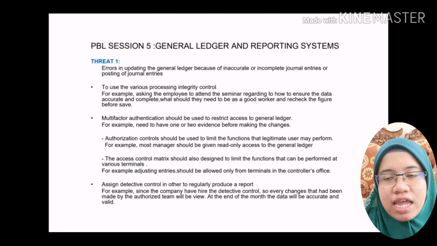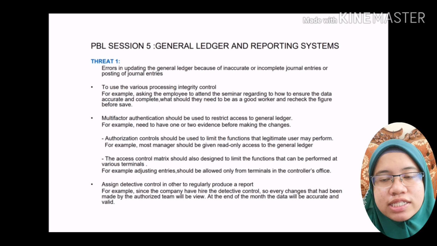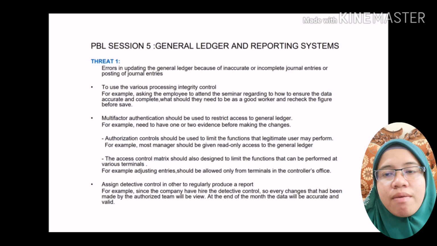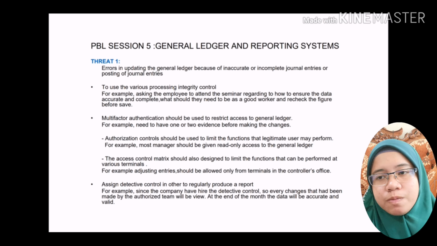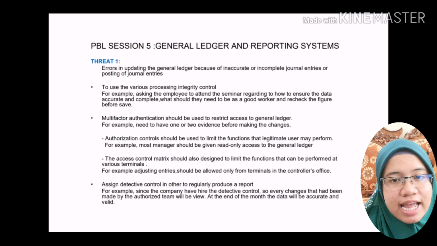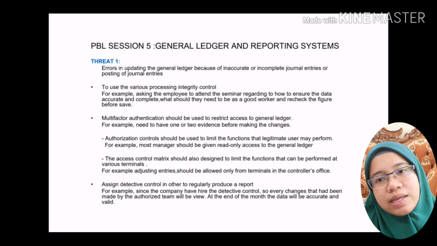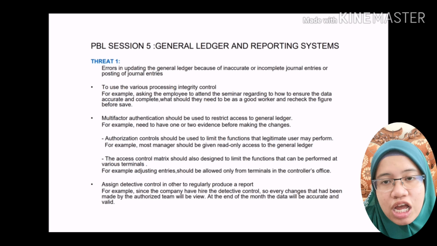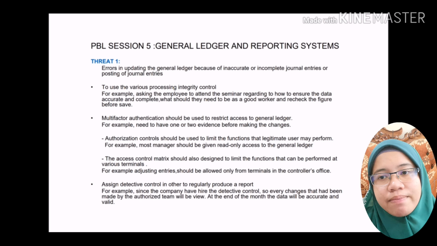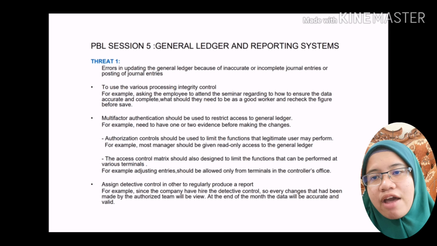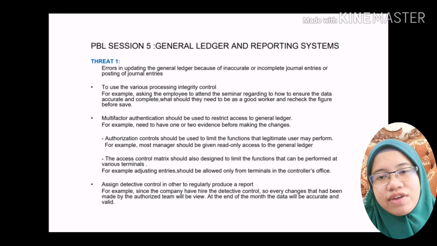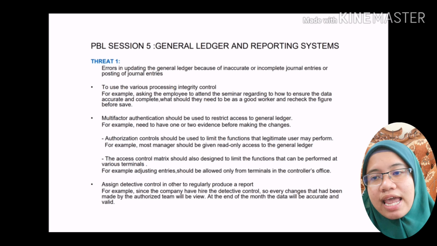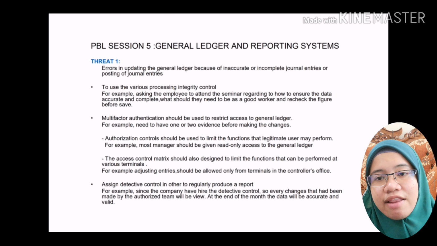The last way we need to control this trait is to assign detective control. Although we have applied the above two ways, those preventive controls are not 100% effective. So, it is important to assign detective control in order to regularly produce a report of changes to the general ledger and review them to verify that the database remains accurate. For example, since the company has hired detective control, every change that has been made by the authorized team will be reviewed. At the end of the month, the data will be accurate and valid.